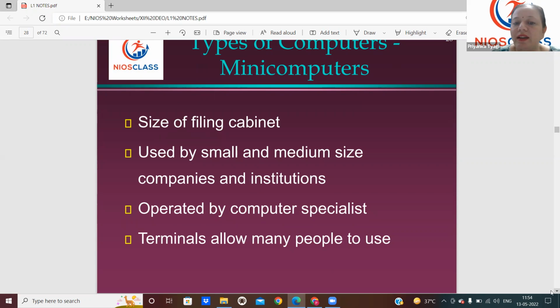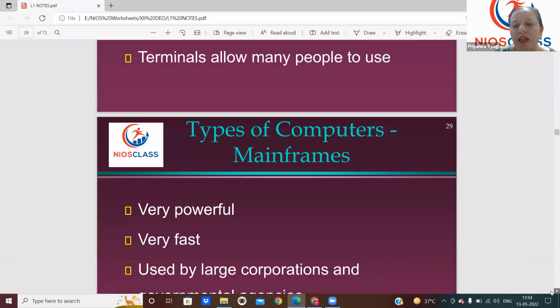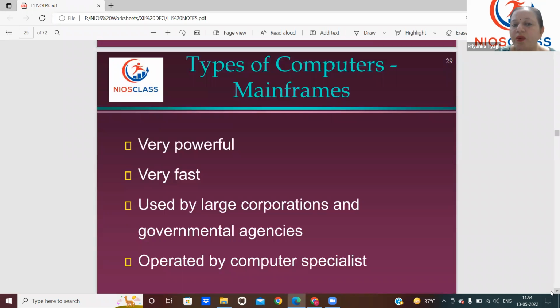Okay. And it is used for small or medium sized companies and institutions, right? The companies which are having a normal scale of business are using it. Actually, if I am comparing the mini computer with the microcomputer, they are quite larger. Computer specialists operate those computers, and different terminals are used by many people, right? The company employees.